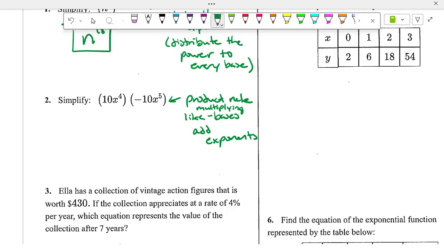All right. Now, numbers, you just multiply like normal. So what's 10 times negative 10? Negative 100. Now, these are my like bases because they both have a base of x. So this is the same thing as negative 100 times x to the 4 plus 5. So my answer would be negative 100 x to the 9th.